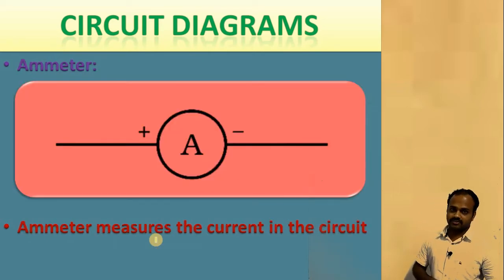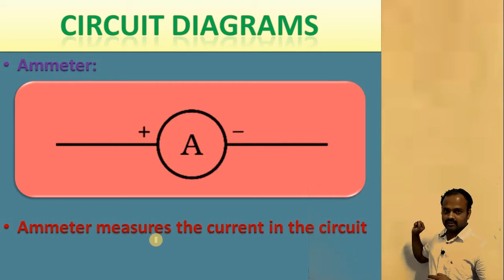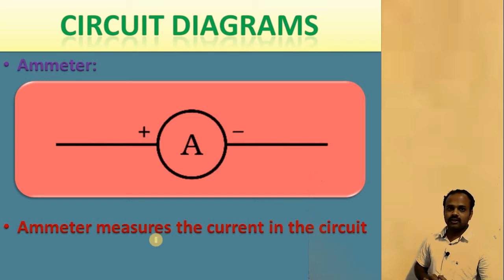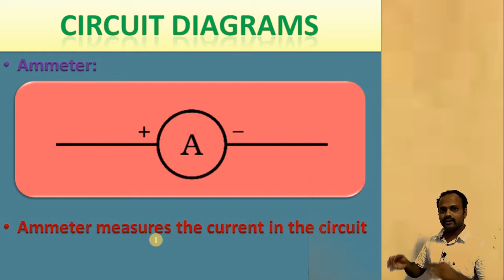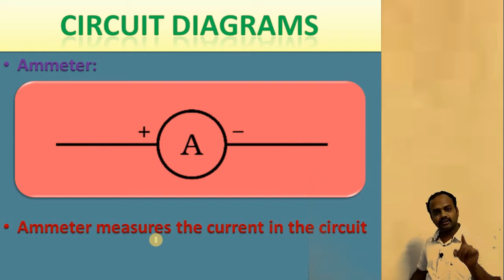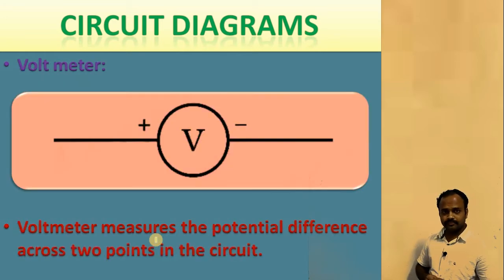Next is the ammeter. Here is the circuit symbol for an ammeter: a circle with a capital A inside, with a positive terminal and a negative terminal connected. What is its function? The ammeter measures the electric current in the circuit, and it is always connected in series in the circuit.